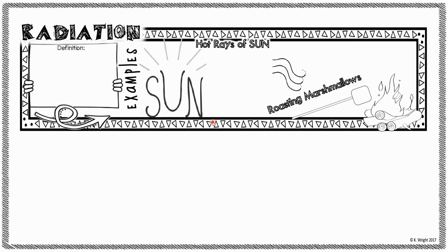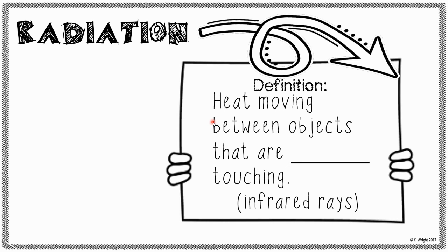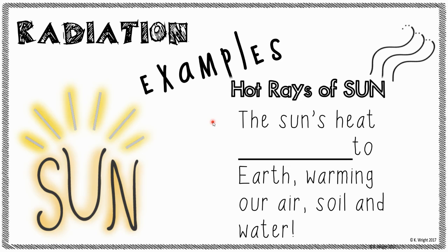Then last but not least, we have radiation. So radiation is heat moving between objects that are not touching. So there's no touching involved whatsoever. And this is through what we call infrared rays. Okay, so radiation and rays. This is how heat is given off by the sun. Okay, so the sun's heat radiates to Earth and it warms everything. It warms us, it warms our air, the soil, the water. Okay, this is how we feel the heat of the sun.